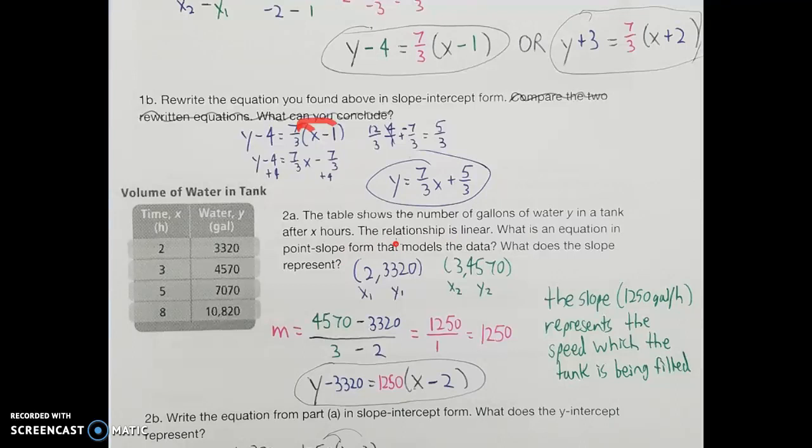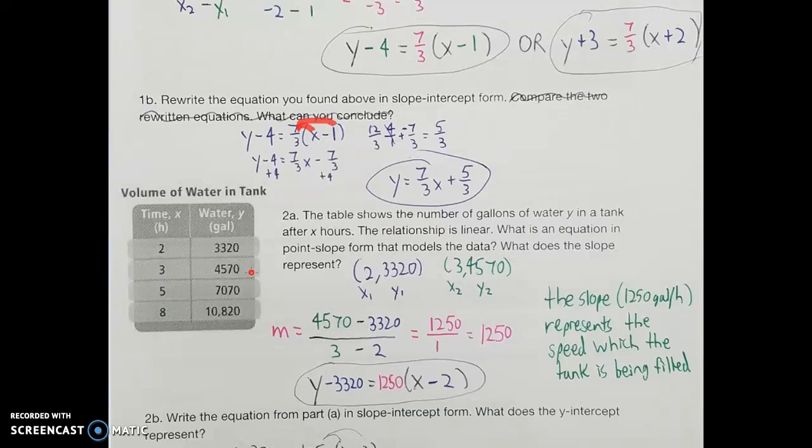So first thing that we're looking at is I have 2 points that you could choose. Could be different from what I chose, but I chose one coordinate would be x is 2 and the y is 3,320. And my second point that I chose, again, could be different for yours. My x is 3 and the y coordinate there would be 4570.